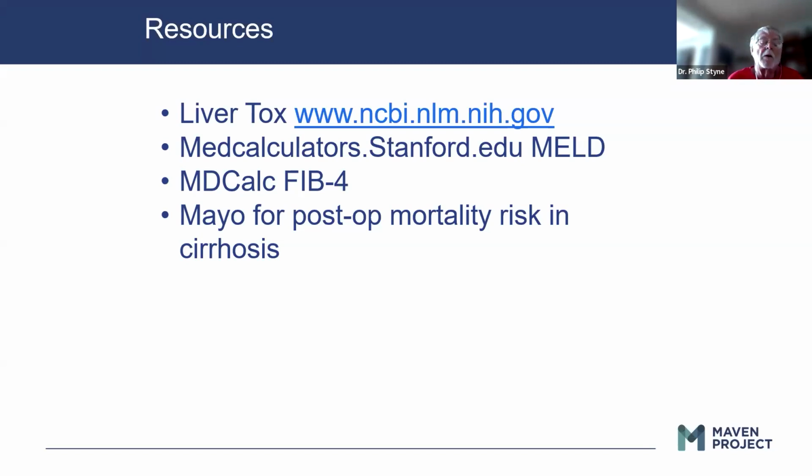I think you should all be doing FIB4s on anybody who you think has chronic liver disease, especially your steatotic liver disease. And a common consult that I get, and I think you may get, is some patient with some mildly abnormal LFTs, some liver history, and the orthopedic surgeon sends them to you for clearance. Mayo has a great post-op mortality risk calculator for patients with liver disease, and it's an easy downloadable calculator.